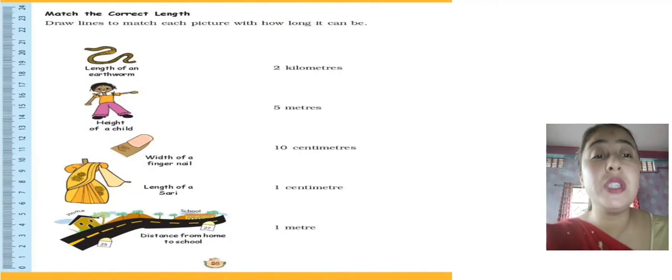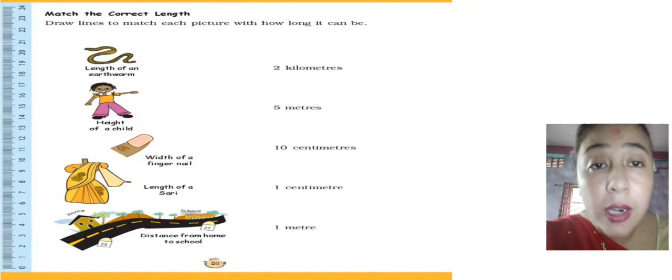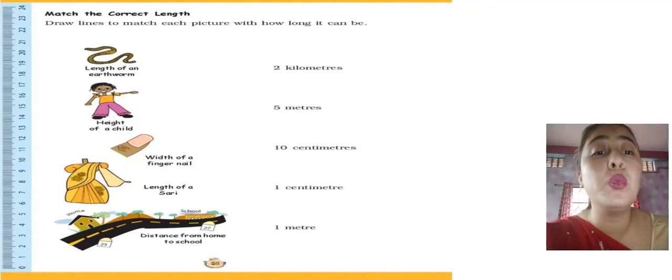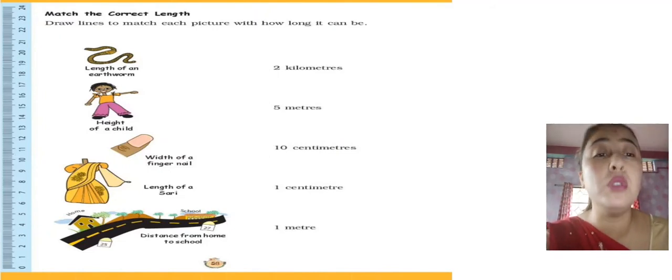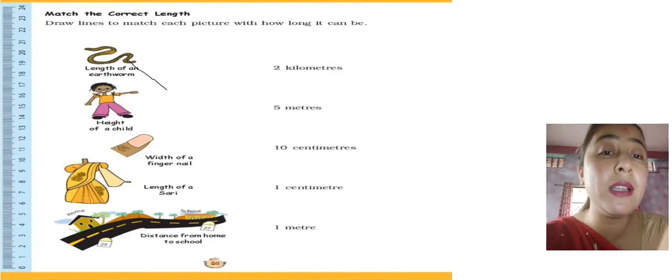Now match the correct length. You have to match the correct length. See: length of an earthworm, height of a child, width of a fingernail, length of a sari, and distance from home to school. So you have to guess and match the length. Let us see the length of an earthworm. What can be the length of an earthworm? It can be 10 centimeters. Yes, the length of an earthworm can be 10 centimeters. So match this with this.